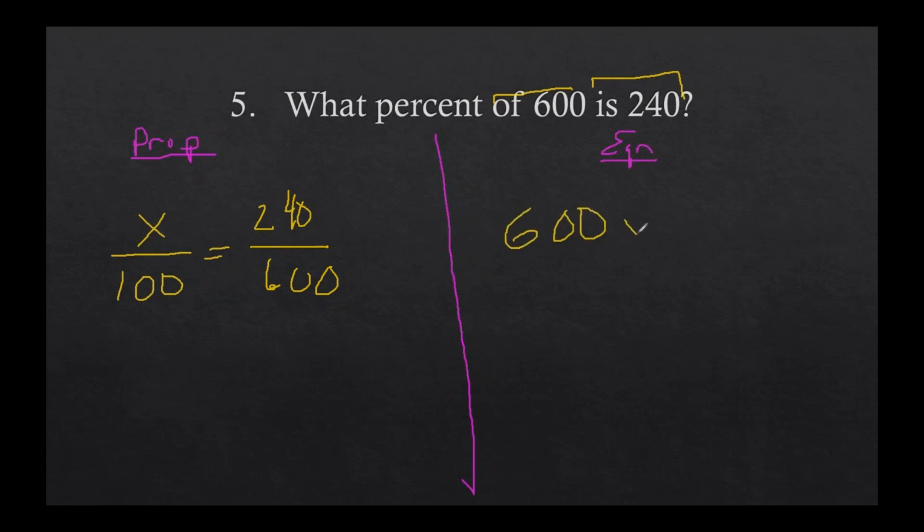$600x equals 240. Good. Because we have what percent, which is the x, times 600, and multiplication is commutative, so it doesn't matter what order we put them in. Good. Either way, so proportion or equation, what do you get for an answer? What is x?